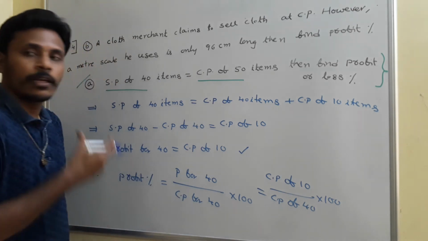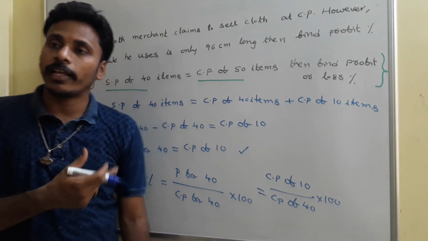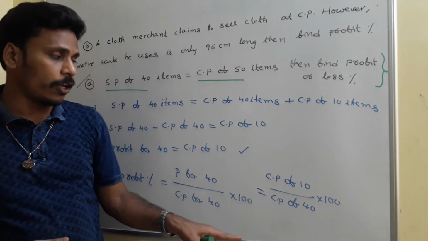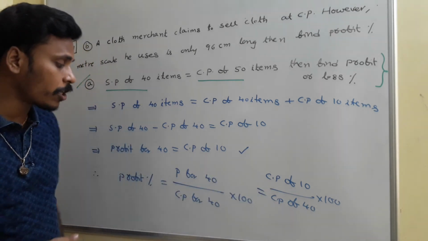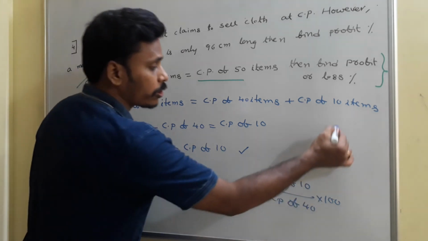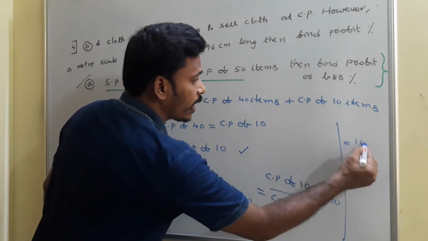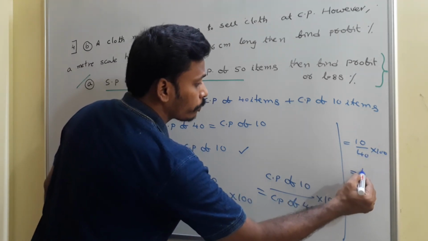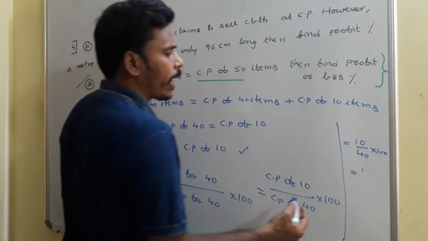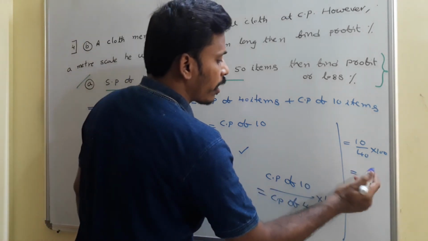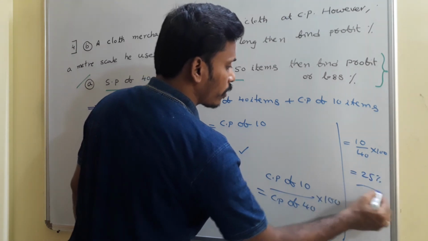Both the numerator and denominator involve the cost price of 10 objects and the cost price of 40 objects. Cost price of 10 objects means 10 times the cost price, and this is 40 times the cost price, so you will get 10 by 40 into 100. So 100 by 4, that is nothing but 25%, right?